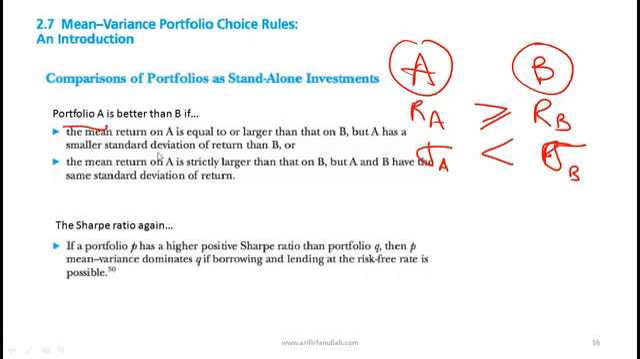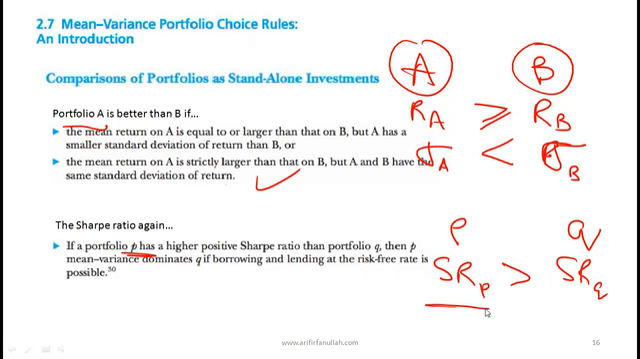Another way of saying the same thing is, if the mean return on A is strictly larger than on B, but A and B have the same standard deviation of return, then again A is better. Okay, you knew this, right? Okay. Here is something else that you knew. If you have portfolio P where the Sharpe ratio is greater than the Sharpe ratio of portfolio Q, then what's better? P is better. Now speaking of Sharpe ratio, what is it?